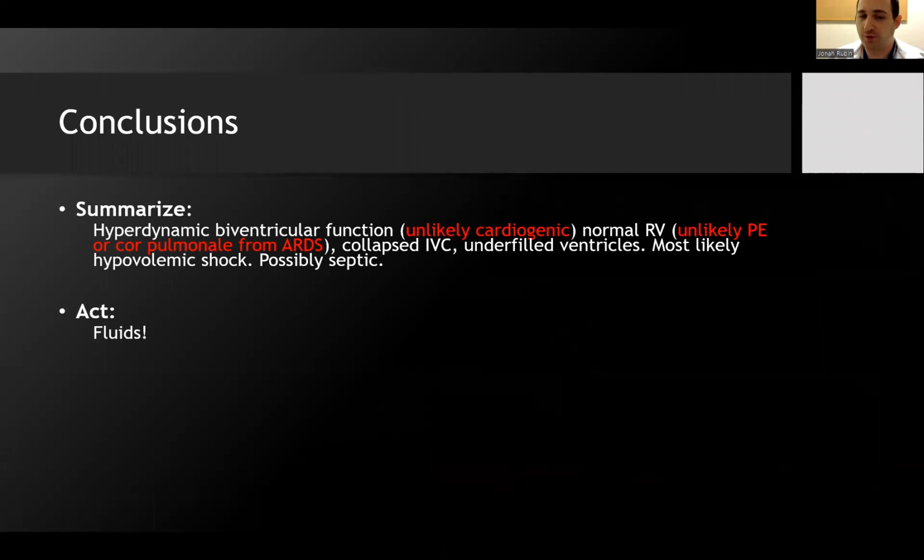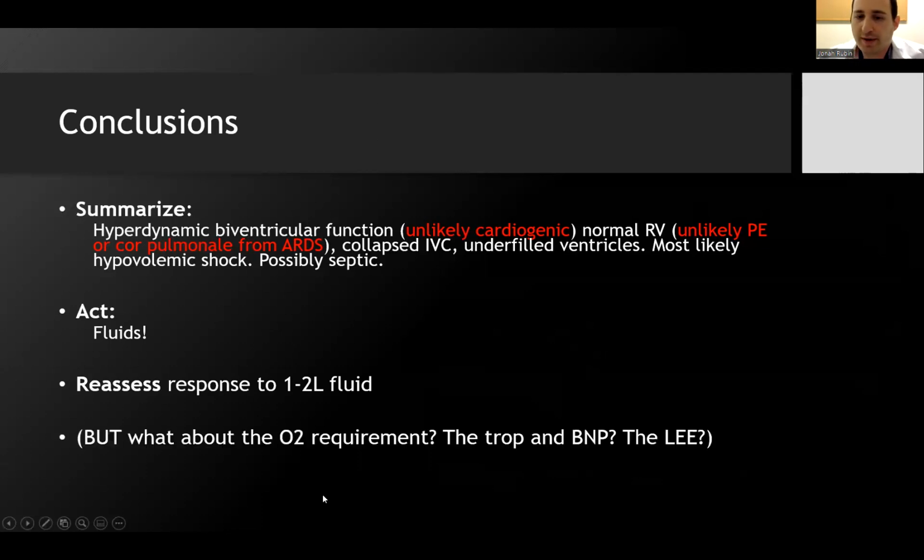And so what are we going to do? Well, we're going to give this patient fluids. We're probably going to give them antibiotics. But then again, the most important thing we could do is reassess their response to 1 to 2 liters of fluid. We don't have to give them 6 liters of fluid and then look at their blood pressure. You can literally give them a liter of crystalloid, and then take another check with an echo.